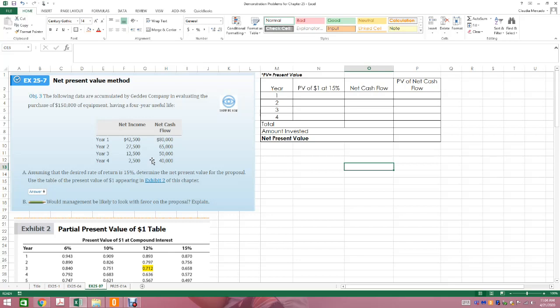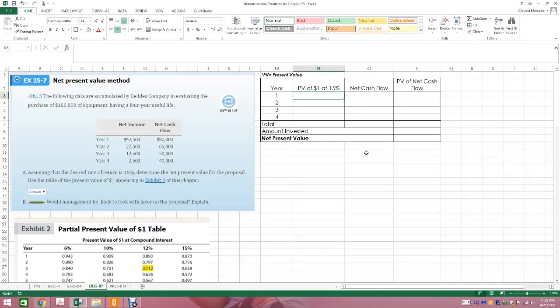So, let's look at the problem. It says, the following data was accumulated for Gates Company in evaluating the purchase of a $150,000 piece of equipment having a 4-year life, and we are assuming that the desired rate of return is 15%. We need the net present value for the proposal, and they're asking us to use the Exhibit 2 table to calculate this amount, okay? So, they're asking us to determine the net present value for the proposal, okay?